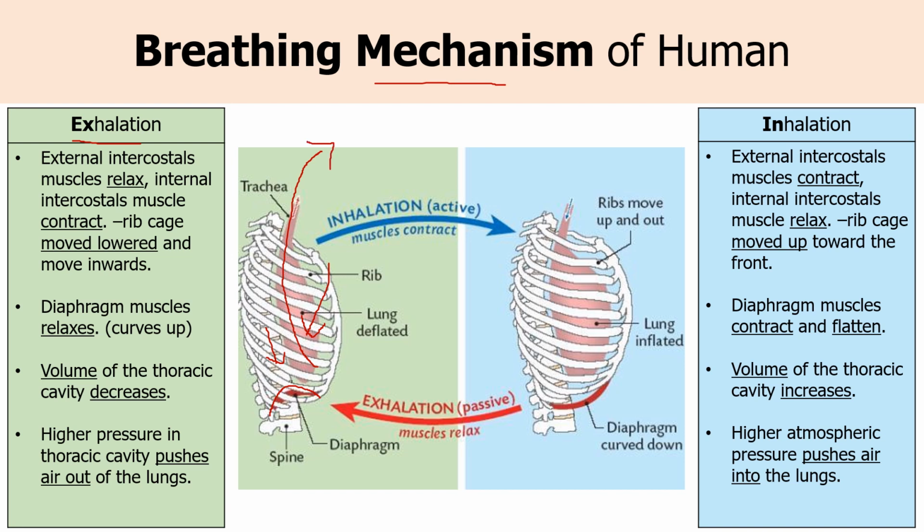While for inhalation, vice versa, external intercostal muscle will contract, internal intercostal muscle relax, rib cage move up towards the front, diaphragm muscle contract and flatten. Volume of thoracic cavity increases. Higher atmospheric pressure pushes air into the lungs.